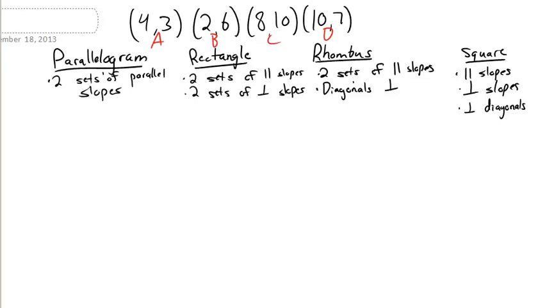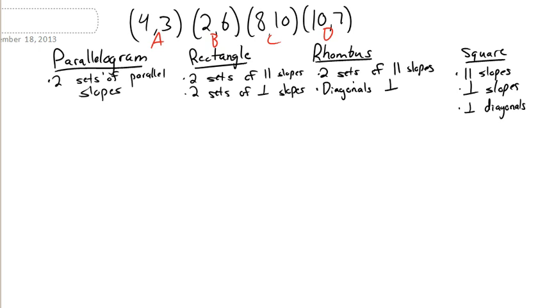Alright, so what I've got here are 4 points somewhere in the coordinate plane, and based on the slopes of these 4 points, we're going to decide if it's a parallelogram, rectangle, rhombus, or square. First thing you want to do is find the slopes of all 4 sides. That'll help us decide, first of all, if it is one of these, and then it'll also help us narrow it down to a couple of options.